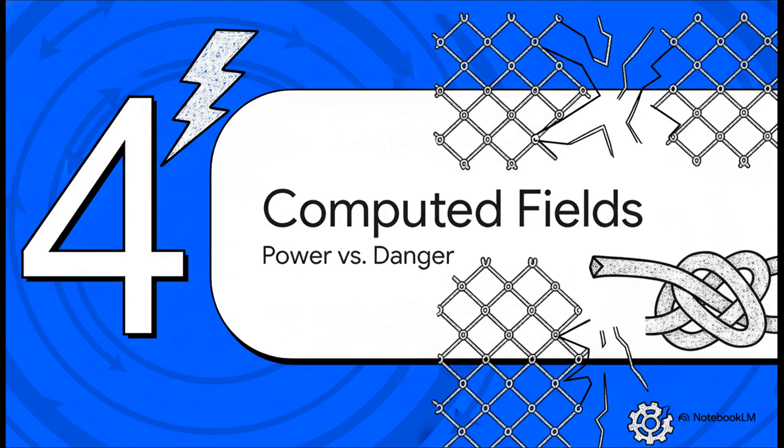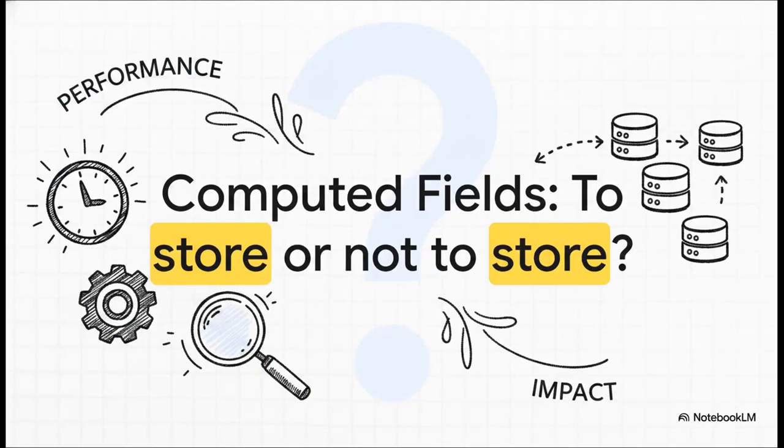All right, time to talk about the double-edged sword of Odoo development, computed fields. They are incredibly powerful and probably the single biggest source of performance problems in custom Odoo apps. And when you create one, there is one question and one question only that you have to ask yourself: to store or not to store? The answer to this changes everything about that field.